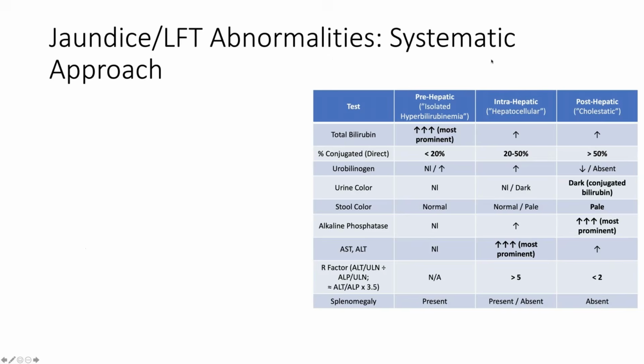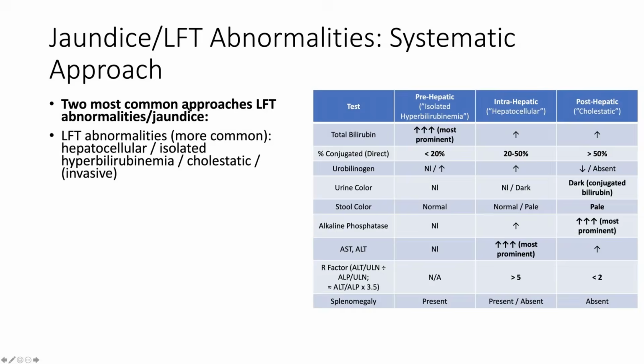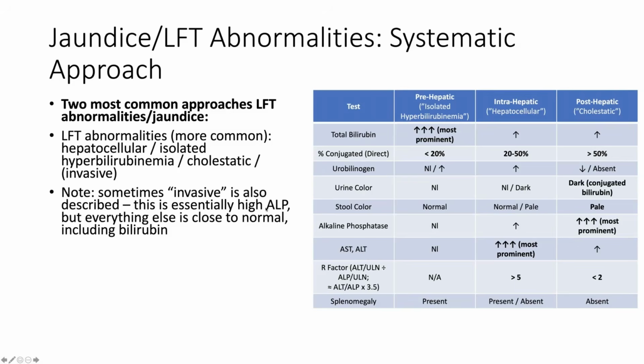All right, so our systematic approach. As a reminder, there are two common approaches for LFT abnormalities and for jaundice. The most common is to look at pattern recognition. So you'll see hepatocellular, isolated hyperbilirubinemia, cholestatic, and then sometimes infiltrative. It's essentially high Alk Phos, but everything else is close to normal, including the bilirubin. It's sometimes included, so I describe it just so that you know, but it's not that common.